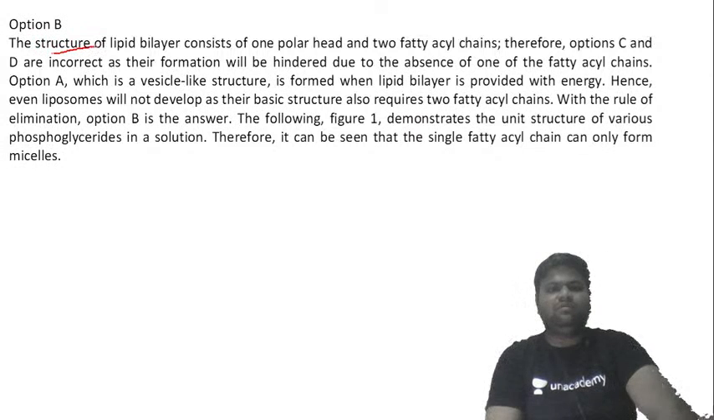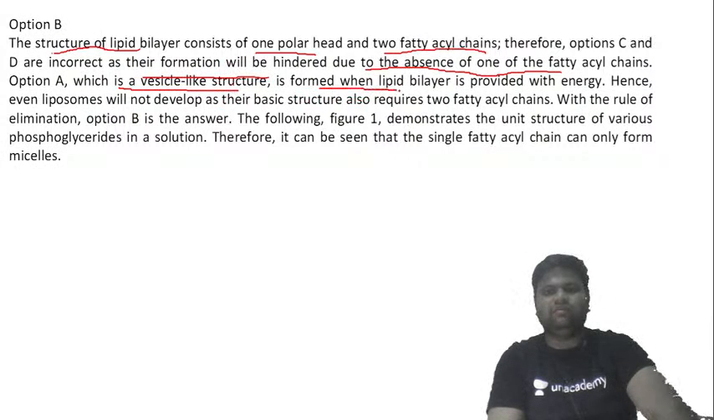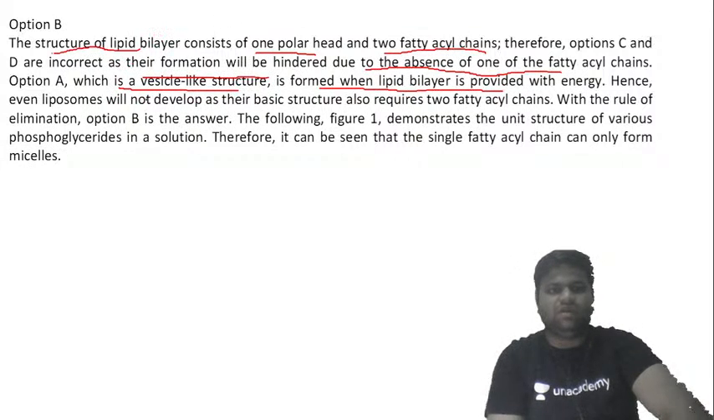The structure of lipid bilayer consists of one polar head and two fatty acyl chains. Therefore, option C and D are incorrect as their formation will be hindered due to the absence of one of the fatty acyl chains. Option A, which is a vesicle-like structure, is formed when lipid bilayer is provided with energy. Hence, even liposomes will not develop as their basic structure also requires two fatty acyl chains. With the rule of elimination, option B is the answer.